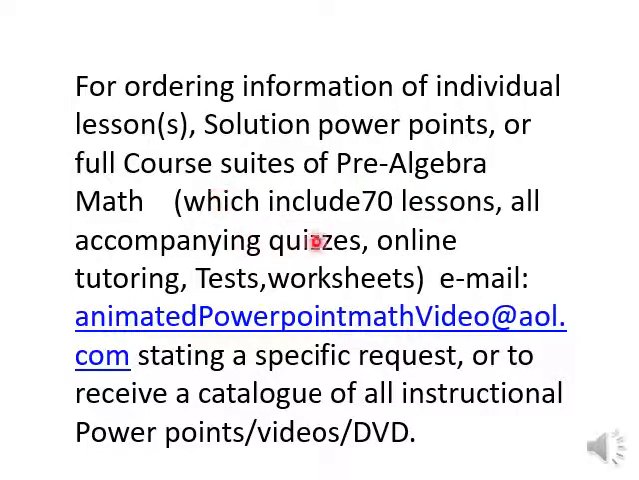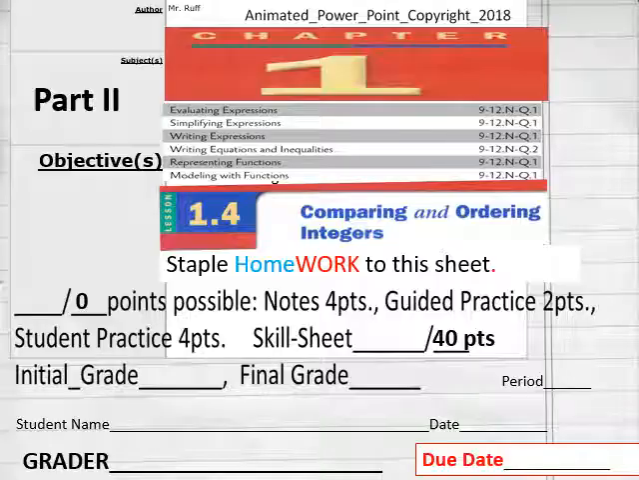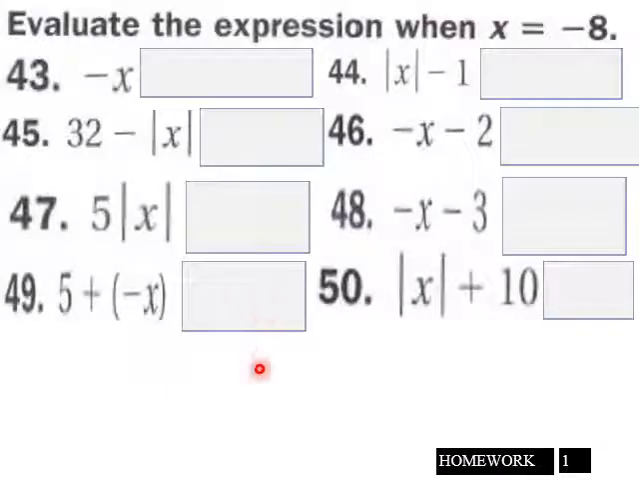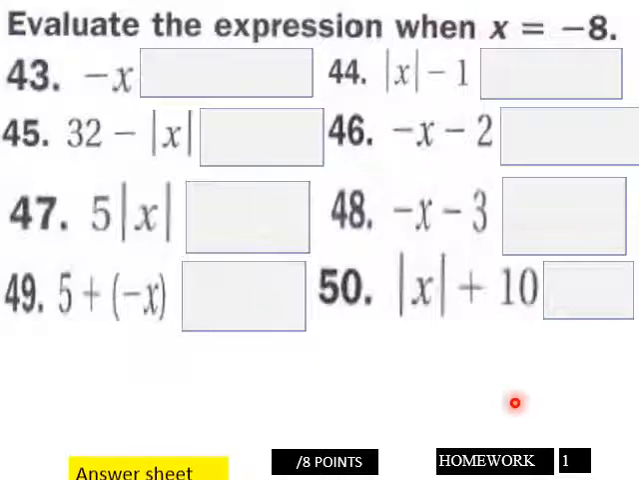Everybody, getting ready to do lesson 1.4 part 2 pre-algebra math today, homework lesson. And 1.4 part 2, you got 40 points on your homework sheet. Comparing and ordering integers, part 2. And let's get right into it here.